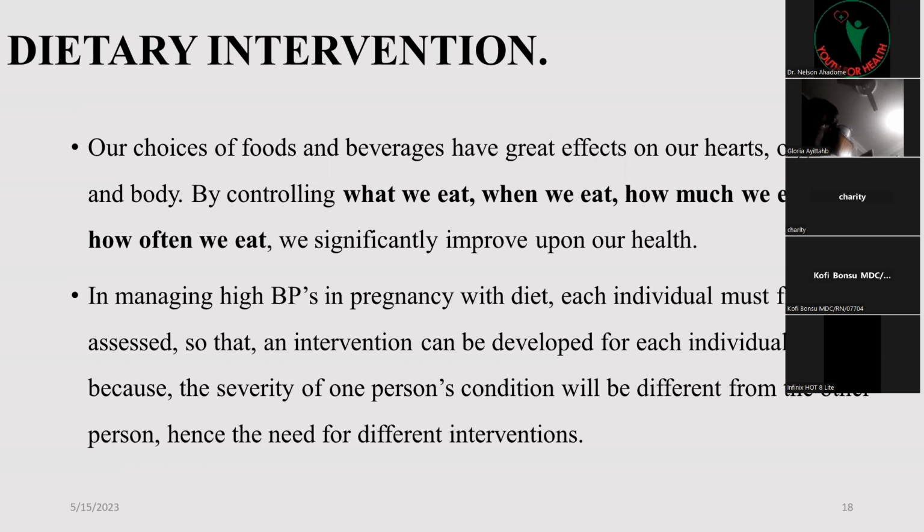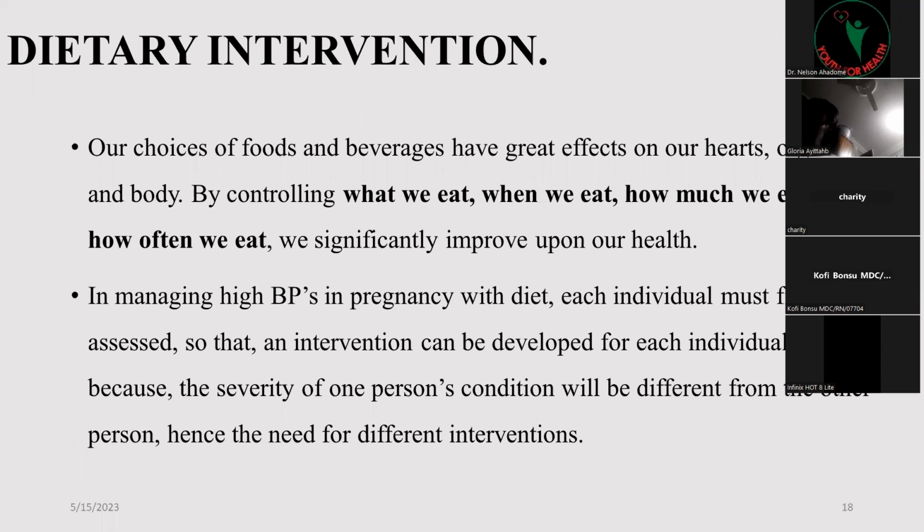In managing high blood pressure in pregnancy with diet, it doesn't really go the same for everyone. This is because the severity of someone's illness is mostly different from what someone else is feeling. For example, if I'm pregnant, my blood pressure may be 160 thereabouts, and someone else's will be 120. The management doesn't come the same for everyone. It comes in different ways.